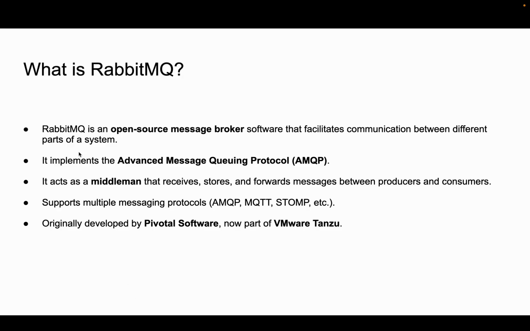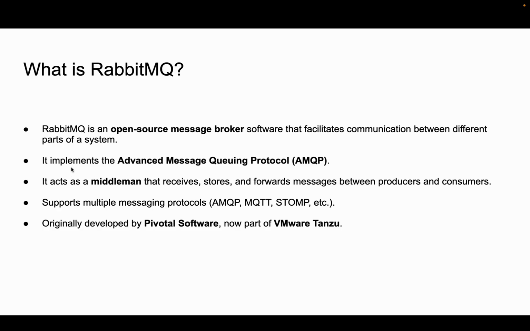So first, RabbitMQ is an open source message broker software that facilitates communication between different parts of a system. Or simply, you can understand that it is an open source message broker or queue software which helps us to communicate between different parts of your application or your infrastructure.